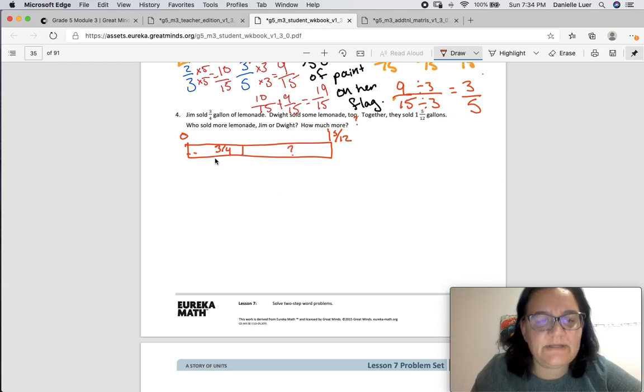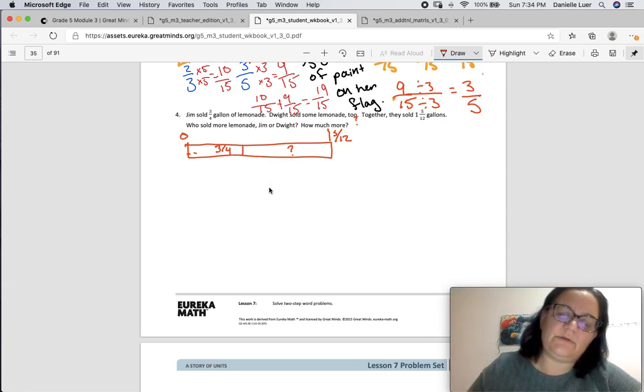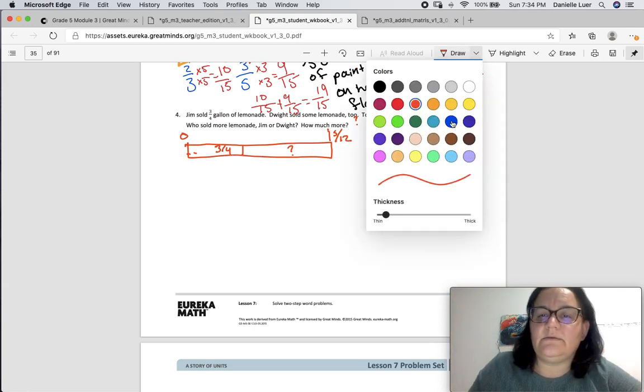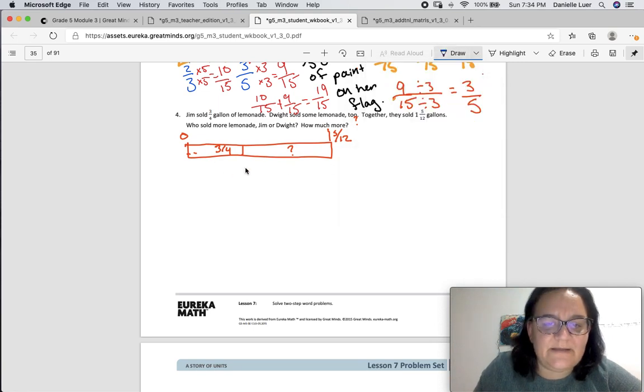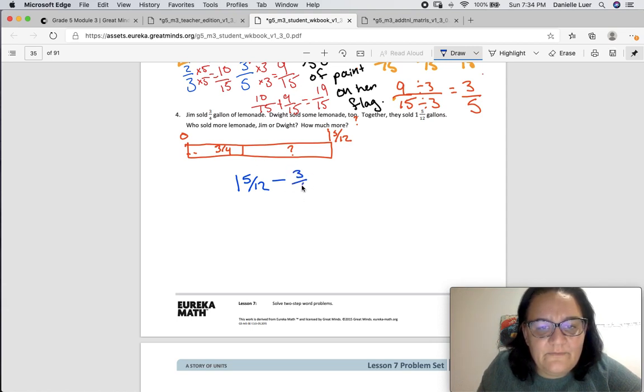Okay, so here's my tape diagram. This is my drawing. So read, draw, write. Okay, so how am I going to solve this? This is going to be 1 5/12 of a gallon minus 3/4 of a gallon. Okay?